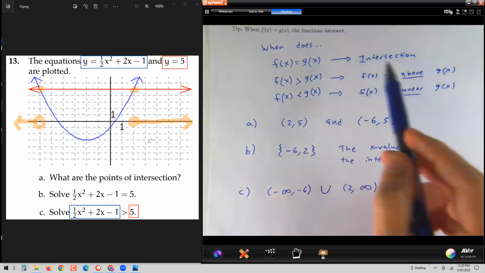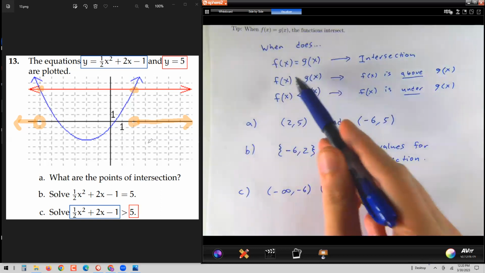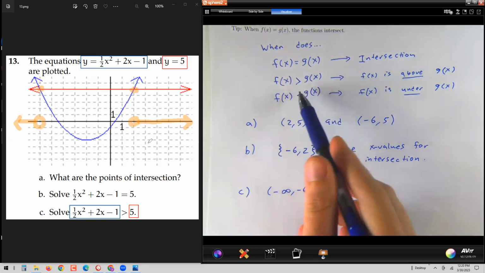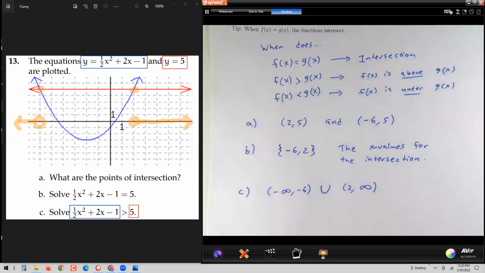If it's equals, it's where they meet. If it's greater, you're looking where the first thing is above the second. If it's less, you're looking where the first thing is underneath the second. I hope that helps you when you're looking at solving by graphing.